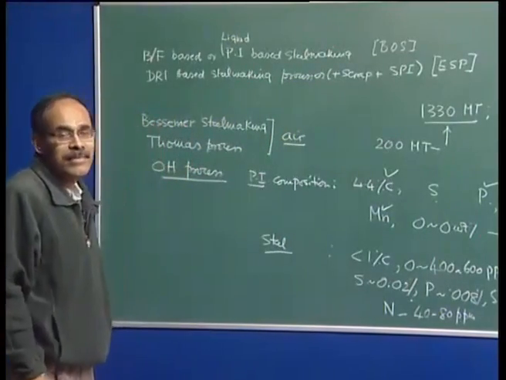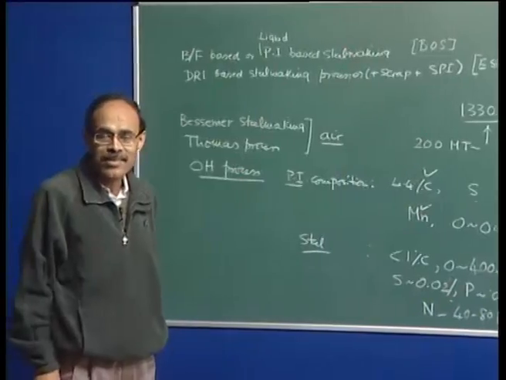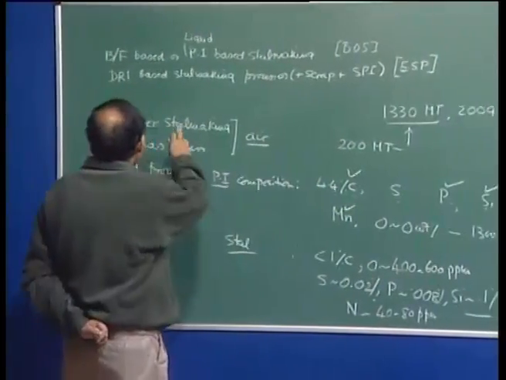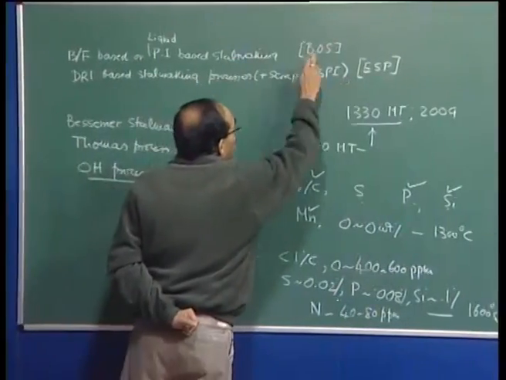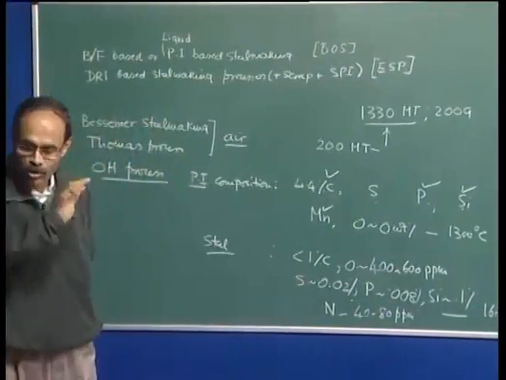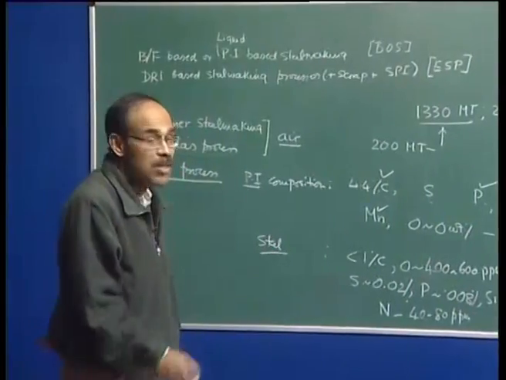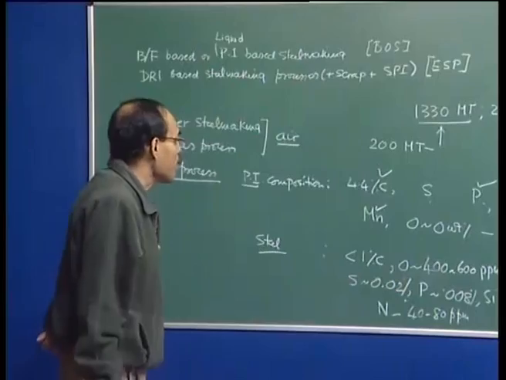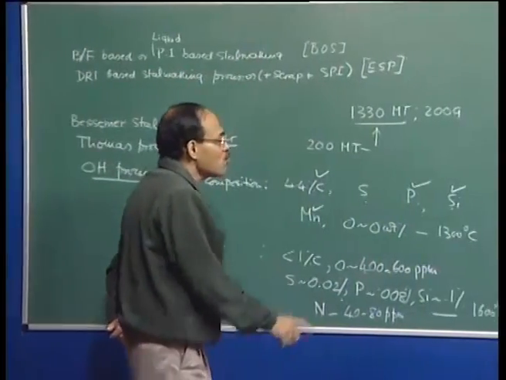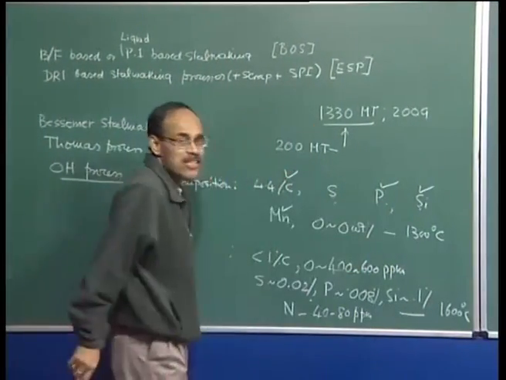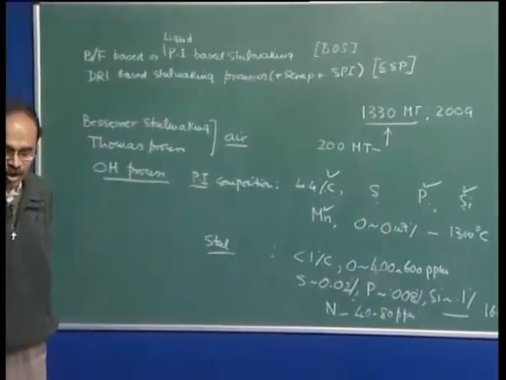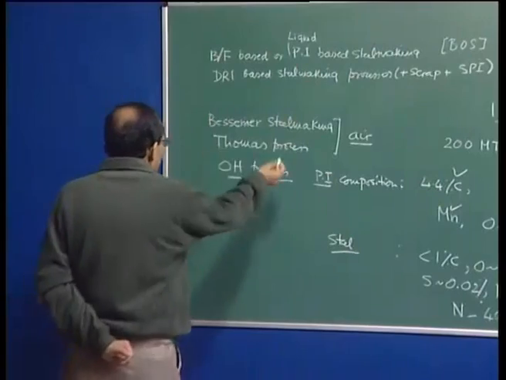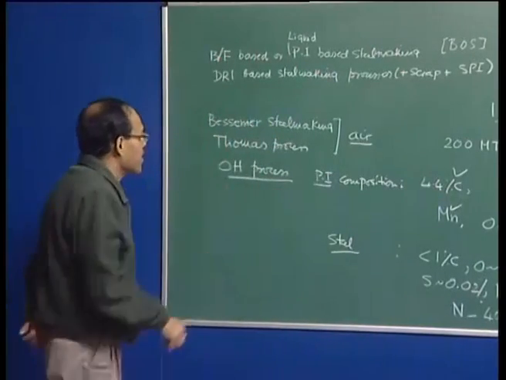Today, nobody practices acid steel making process. The steel making processes are all basic, whether it is the electric arc furnace steel making process or the BOS, the basic oxygen steel making process, because by making a slag with high basicity, more than 2, 2.5, 2.8, etcetera, it is possible to simultaneously eliminate both phosphorus and silicon when we inject oxygen into the system.